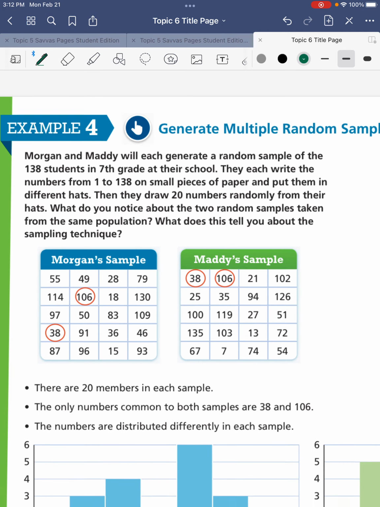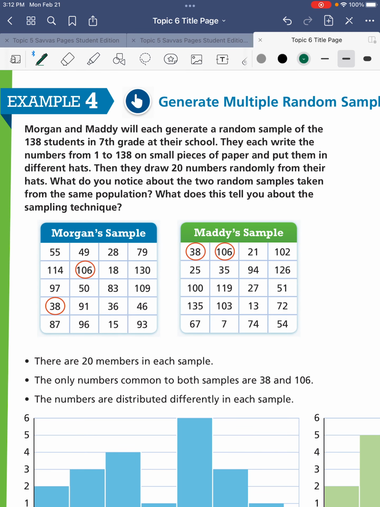So Morgan and Maddie will each generate a random sample of the 138 students in 7th grade at their school. They each write the numbers from 1 to 138 on small pieces of paper and put them in different hats. Then they draw 20 numbers randomly from their hats. What do you notice about the 2 random samples taken from the same population? What does this tell you about their sampling technique? Okay, so these are the questions that we're asking. What do you notice about the 2 random samples taken from the same population? And then, what does this tell you about the sampling technique?